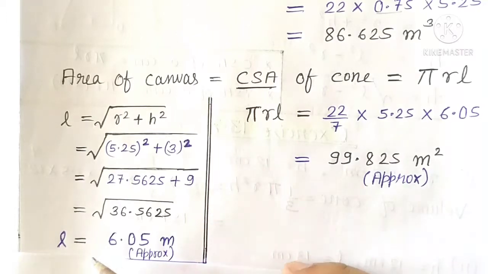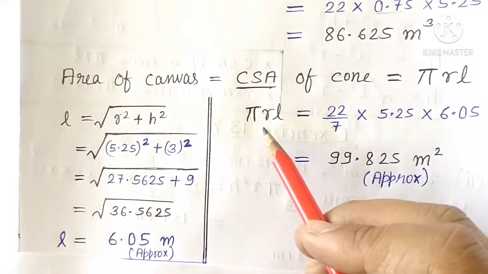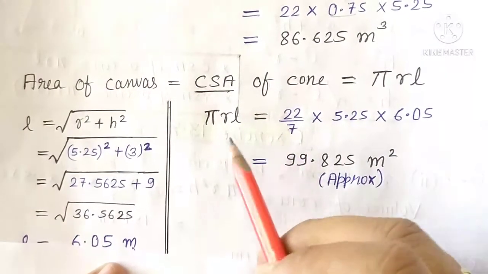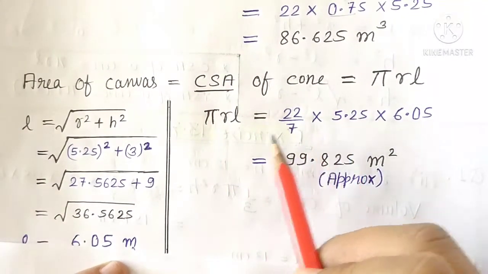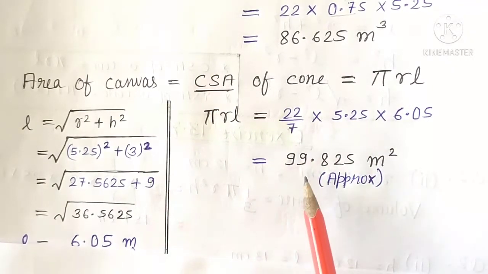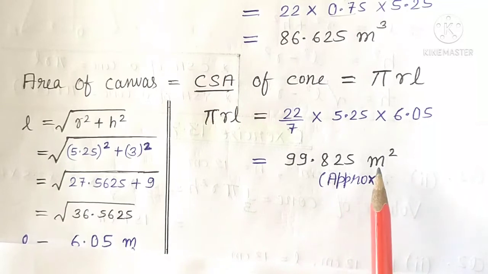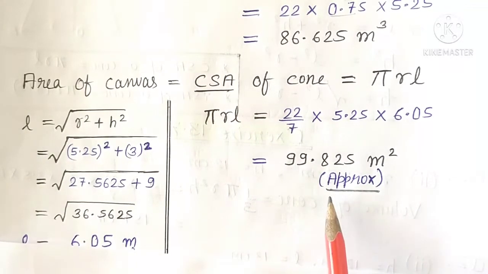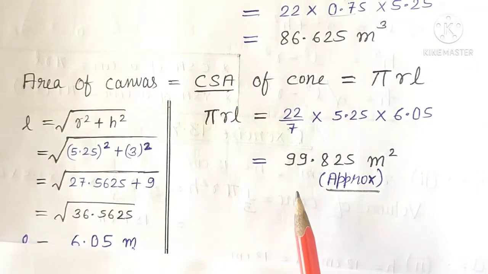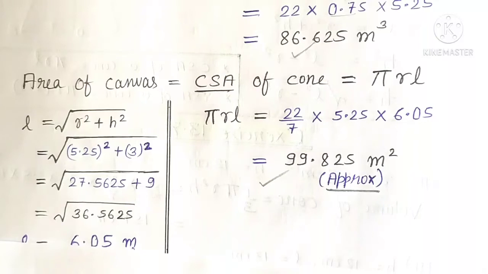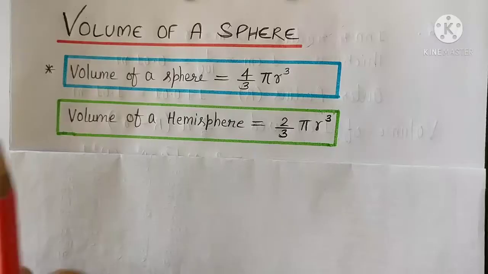Now we will put this value in this formula where we have to find the CSA, pi RL. So pi value 22 upon 7, R value 5.25 and L value we just found, 6.05 approx. So when we multiply it, it comes 99.825 meter square. Again I have written approx here because our L value is an approx value only. This is our answer, where we found the volume first and then we found the CSA also. So in this way we have completed this exercise 13.7.